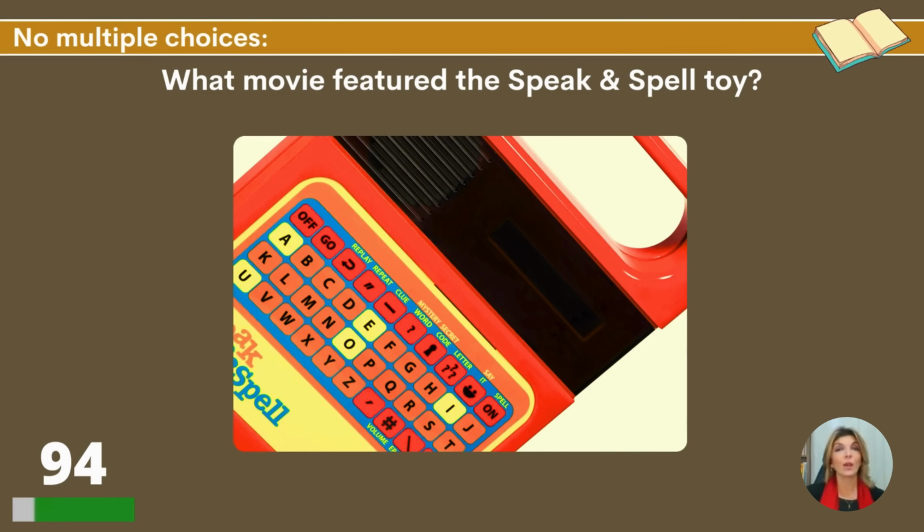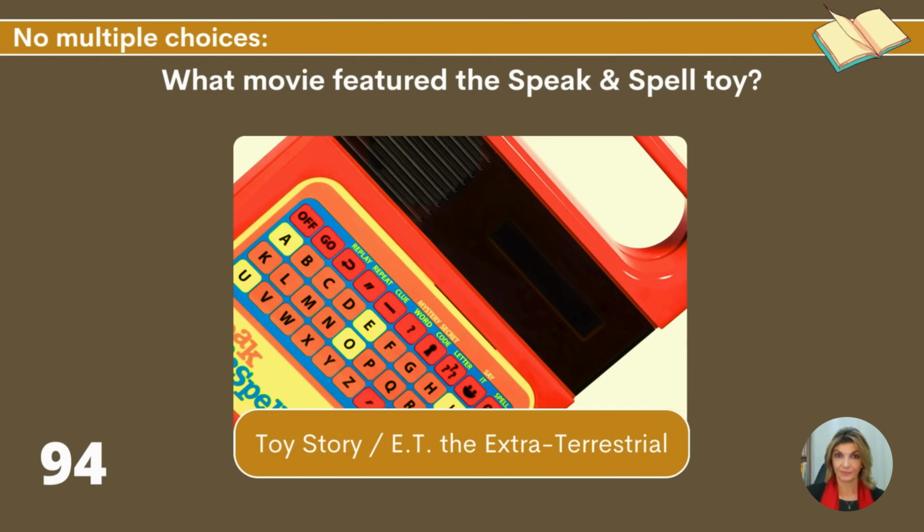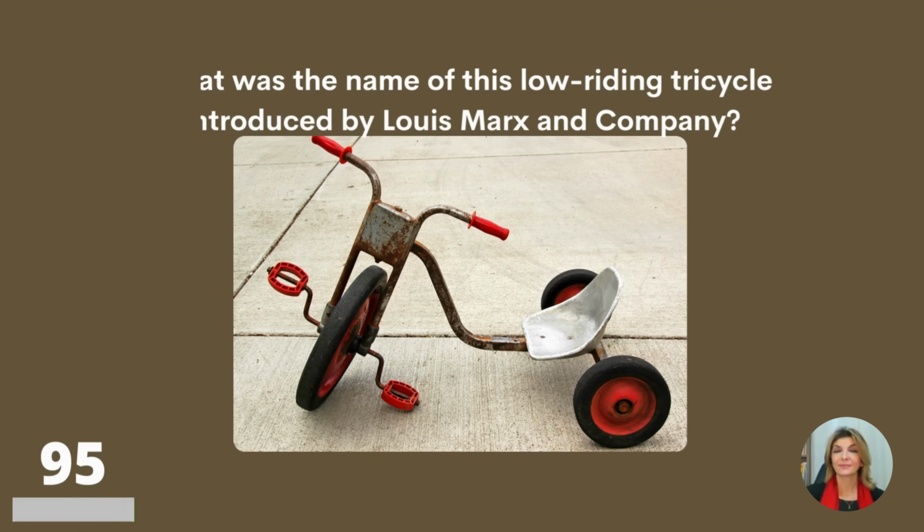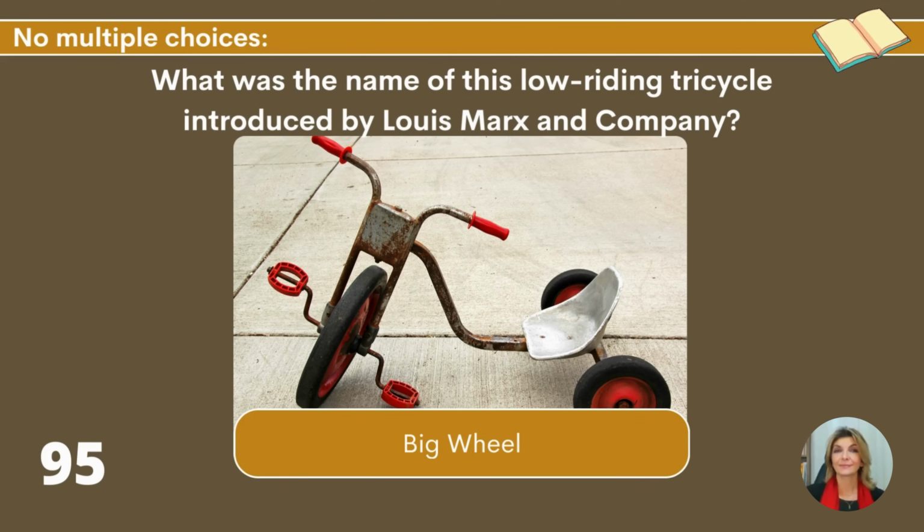No multiple choice. What movie featured the Speak and Spell toy? Toy Story and E.T. the Extraterrestrial. No multiple choice. What was the name of this low-riding tricycle introduced by Louis Marx and Company? Big Wheel.